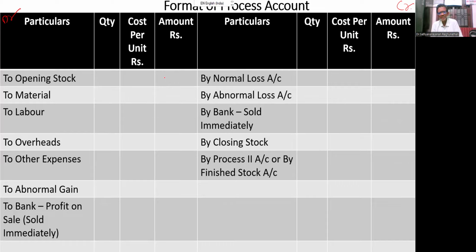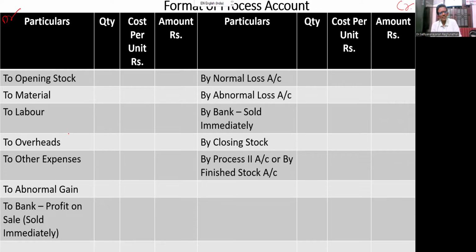So please open the columns properly, format properly. So here, on the debit side, opening stock will be appearing. When you take final account, opening stock will be appearing on the debit side, closing stock will be appearing on the credit side. Same here also. Opening stock will always be on the debit side. Closing stock will always be on the credit side. So here, to opening stock, and then to material, to labor, to overheads, other expenses.